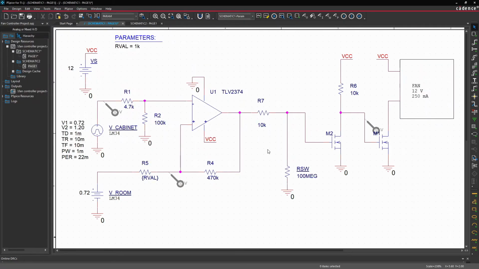One last change I wanted to make to the topology was to add in a switch. This resistor represents my switch in the off state with a 100 mega ohm resistance. The job of this switch is to override the circuit and to turn on the fan, regardless of what else is going on over here in the TLV2374. This 10K ohm resistor provides isolation between these so that the switch won't short out the output of the TLV2374, and it allows this switch to override the circuit.